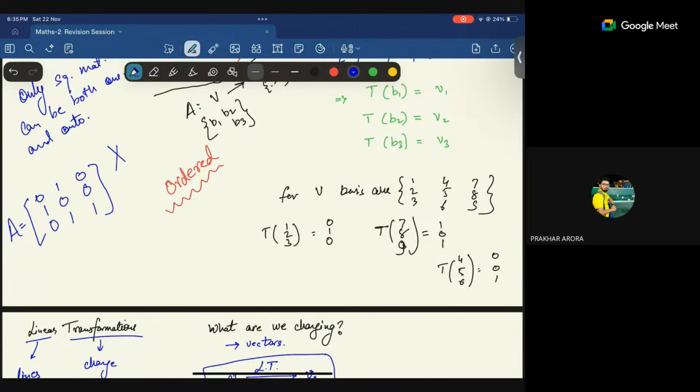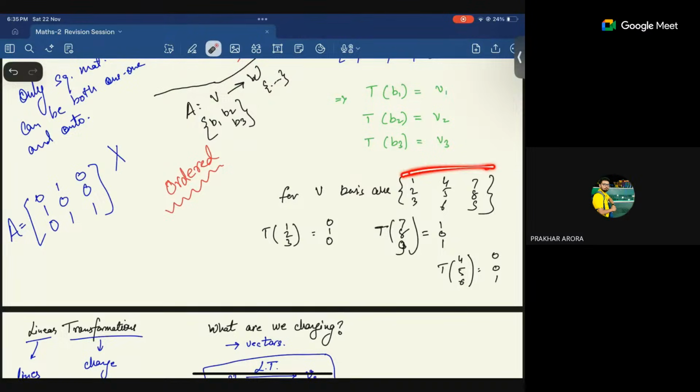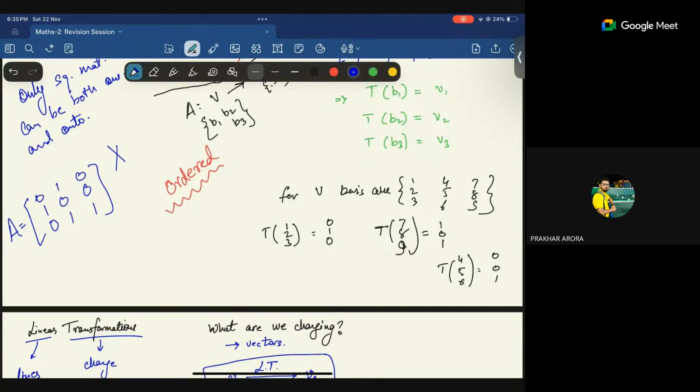Wrong. This is wrong because the order has been changed. This mistake happens in the exam. They will change the order while telling you this, so don't make this mistake. The question for one-one and onto will remain the same here also, but the transformation matrix would change. So then it will be 0 0 1, 0 0 1, and then the last thing would be 1 0 1.